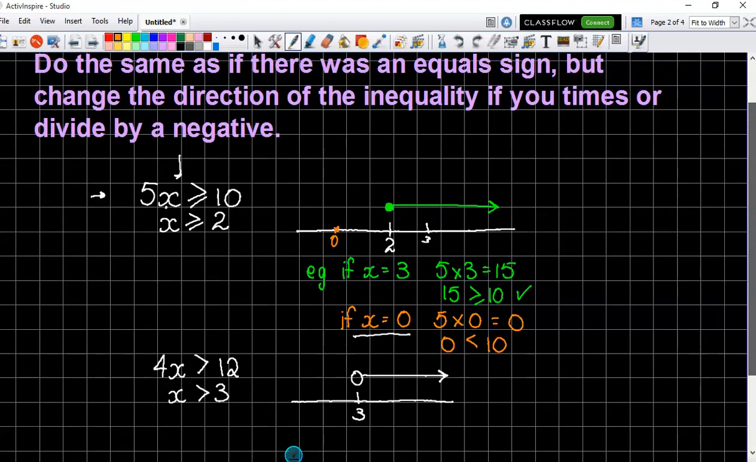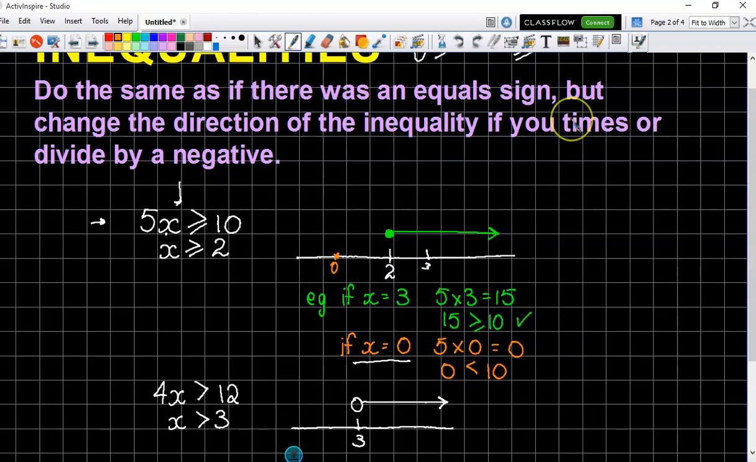And if you multiply or divide by a negative somewhere in your working, change the direction of the inequality. That's it. That's the hard bit. Everything else stays the same. And I think we can handle that. Well, I think we can.